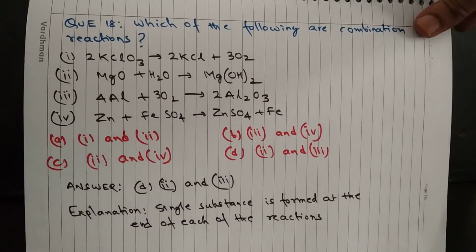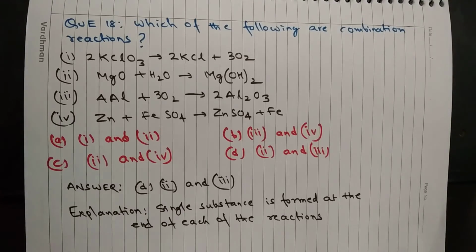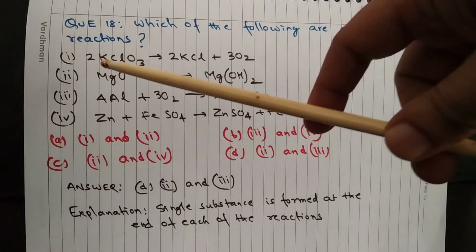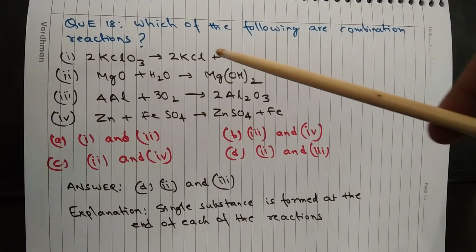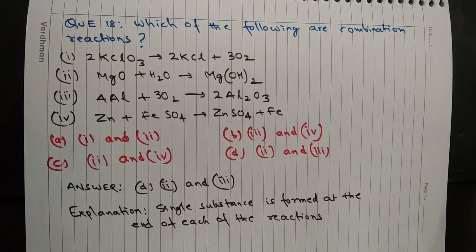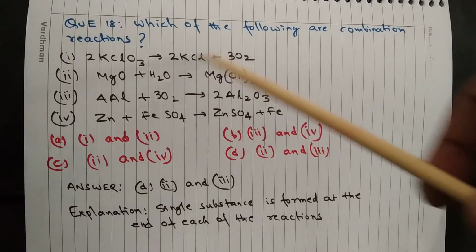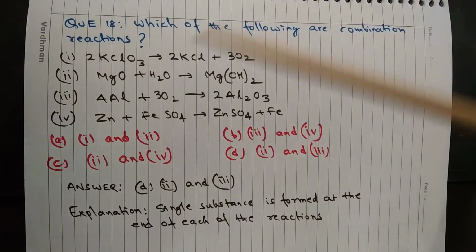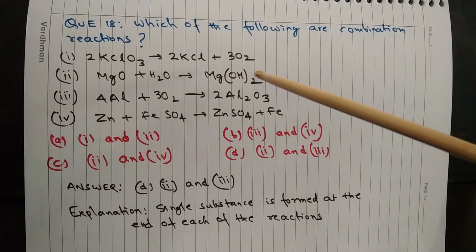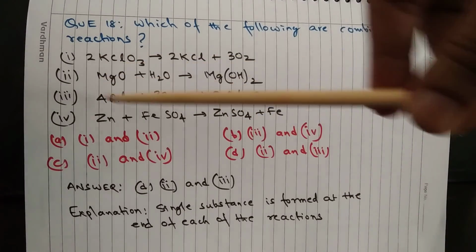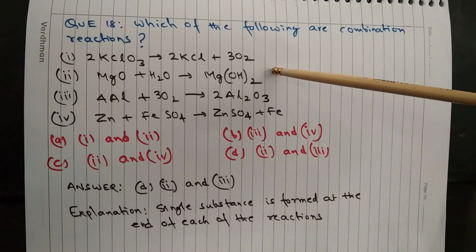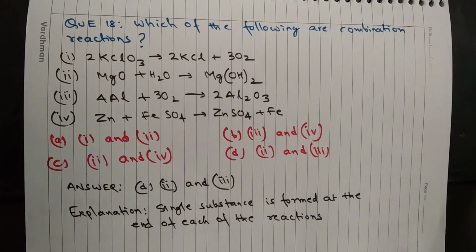Question 18. Which of the following are combination reactions? 1. 2KClO3 is equal to 2KCl plus 3O2. This has been taken from one of the previous questions, the production of oxygen. So this is a decomposition reaction. 2. MgO plus H2O is equal to Mg(OH)2. Here two reactants are combining to give one product. So this is a combination reaction.